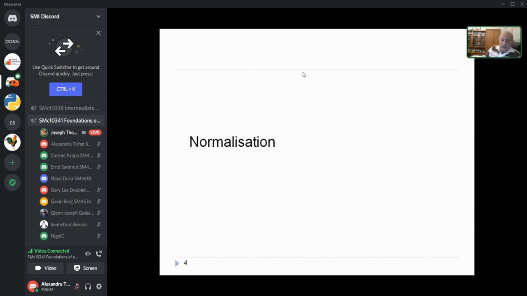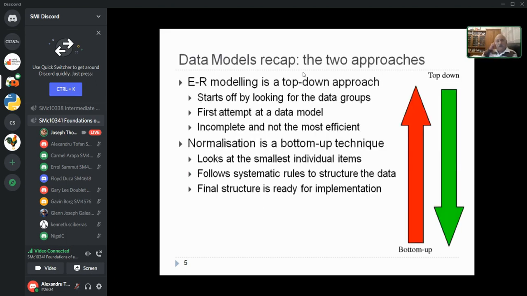I had mentioned that we have two ways of data modeling, a top-down approach and a bottom-up technique. So we've just seen the top-down approach and the relationship diagrams. So now we're going to look at normalization. How does normalization work?